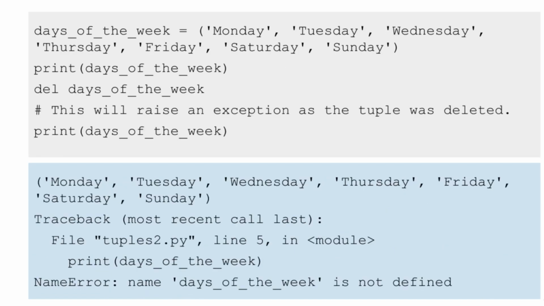Even though you can't change the values in a tuple, you can remove the entire tuple during the execution of your program by using the del statement. In this example, we create a tuple and display it to the screen. Next, we delete the tuple with a del statement. Finally, just to demonstrate that the tuple is no longer available, I try to access it and an exception is thrown.